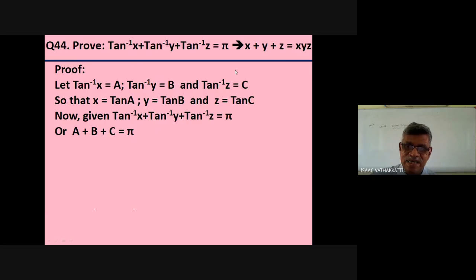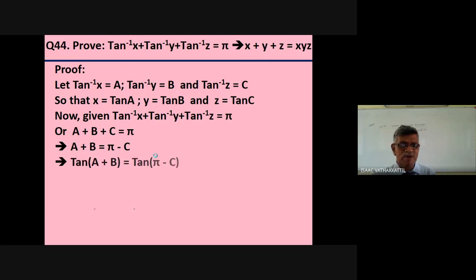Actually, we have done it in 11. What is that? If a plus b plus c equal to pi, tan a plus tan b plus tan c is tan a tan b tan c. How we get it? Actually, it is a conditional identity. If a plus b plus c equal to pi, what is a plus b? Pi minus c. Take tan of both sides. Tan of a plus b is tan of pi minus c. What is the formula for tan of a plus b? It is tan a plus tan b upon 1 minus tan a tan b. And tan of pi minus c. Pi minus c is in second quadrant. Tan is negative. So minus tan c.